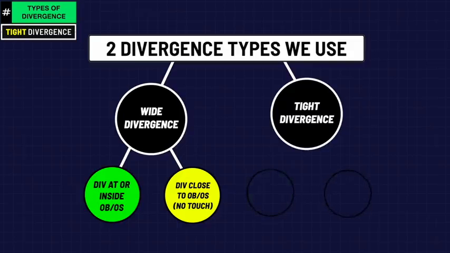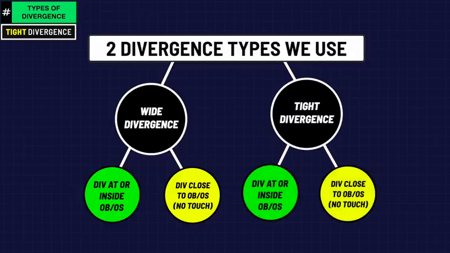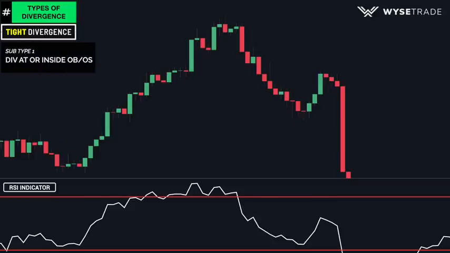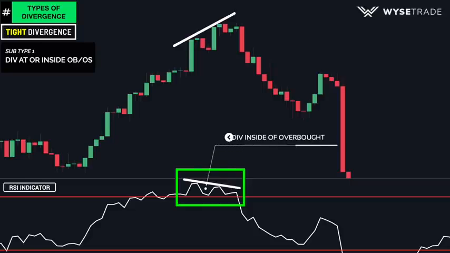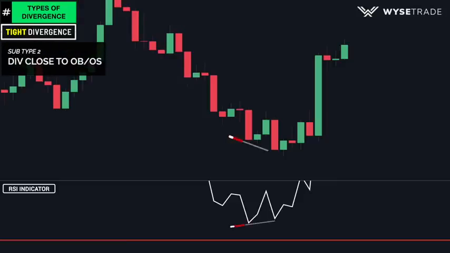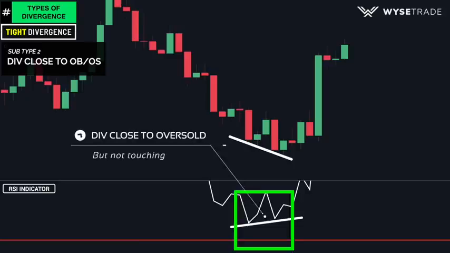So again, we have the two subtypes of tight divergence, which is: one, when the divergence occurs at or inside of the overbought or oversold region. This is clearly occurring in the region. Or two, when the divergence occurs close to the overbought or oversold region. Notice how it's close, but not touching.